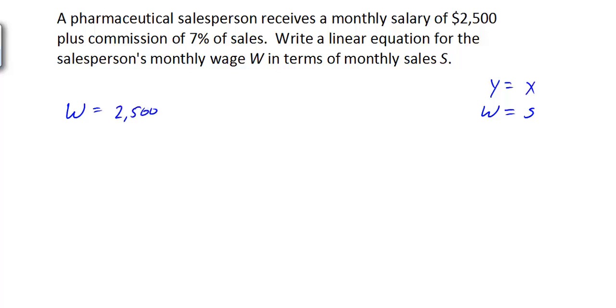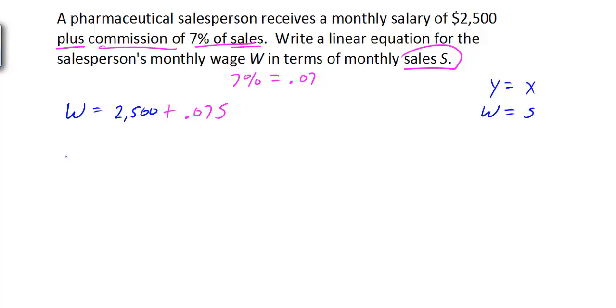So automatically they're going to make $2,500. But then it says plus they make a commission of 7% of whatever they sell. Well, we know 7% is really the same thing as 0.07 because percent means per 100. So 7 divided by 100 is 0.07. Then we're going to take 7% or 0.07 of what? Well, it's 7% of the sales, and our sales is represented by S. So it's 0.07 times S because we don't know what the amount of sales is going to be. We just know that we're going to get 7% of the sales plus this $2,500.